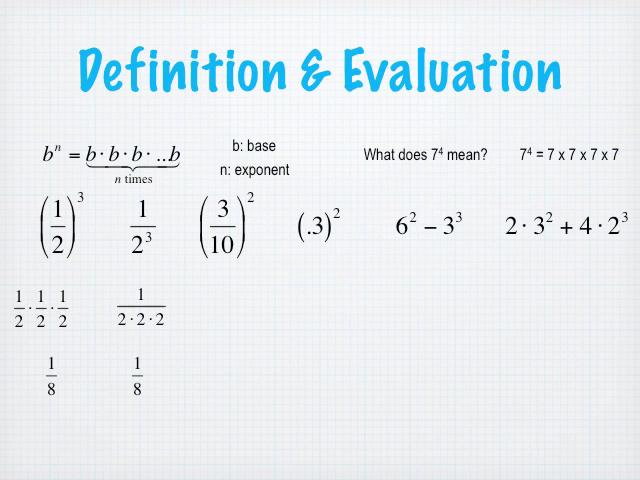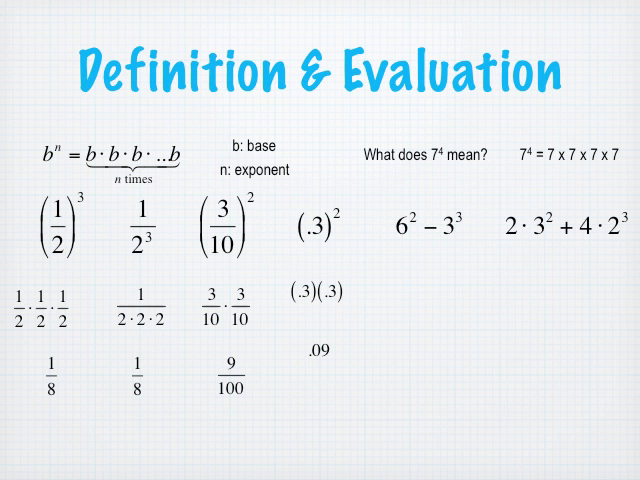3/10 squared. Well, something squared, you would just multiply it by itself, so it's 3/10 times 3/10. Multiplying fractions, we do it straight across. 3 times 3 on the top, 10 times 10 on the bottom, so we have 9/100. Now 3/10 is really the same thing as 0.3. So hopefully we'll end up with the same answer. 0.3 squared is 0.3 times 0.3. And 0.3 times 0.3 is 0.09, which is 9/100. Same thing either way.